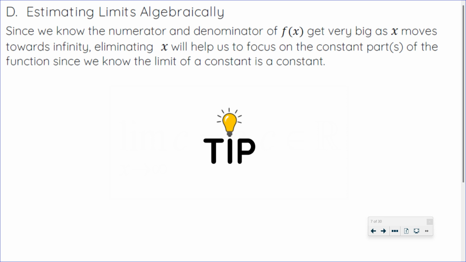Let's look at it algebraically. Now, if we look at something algebraically here, we know that the denominator and numerator are going to get really big as x approaches infinity. It's going to get infinitely big in the numerator and the denominator. So what I want to do is eliminate x, focusing on the constant parts, the parts that aren't tied to x.